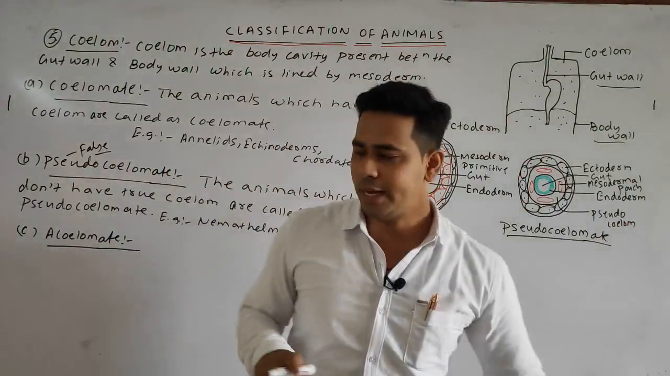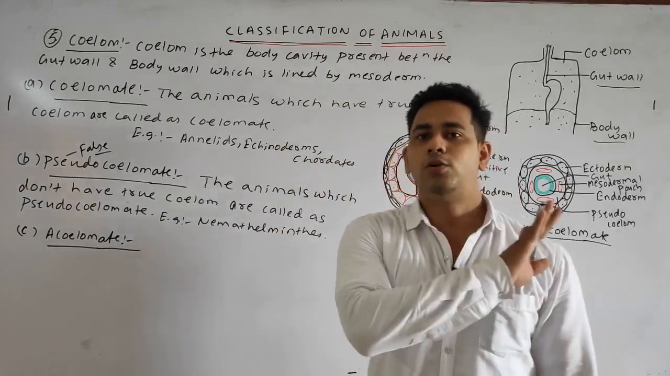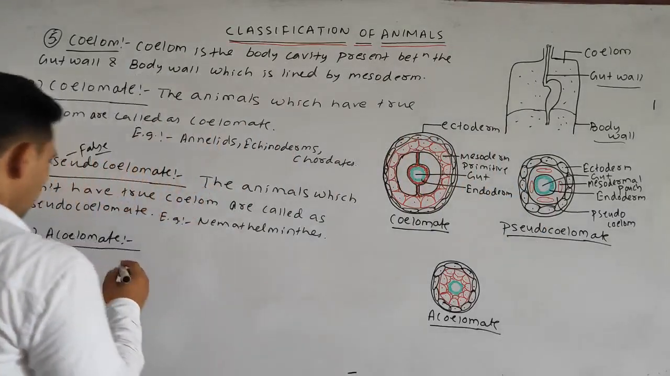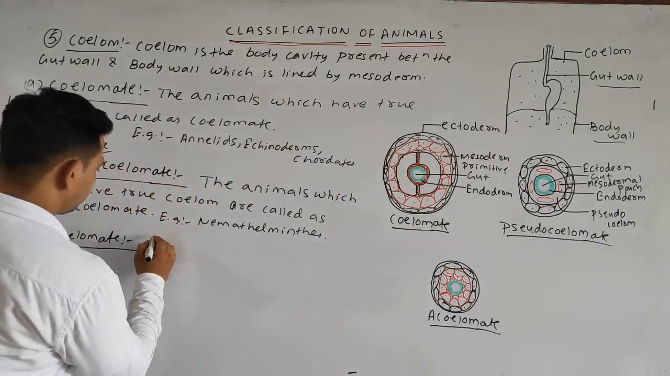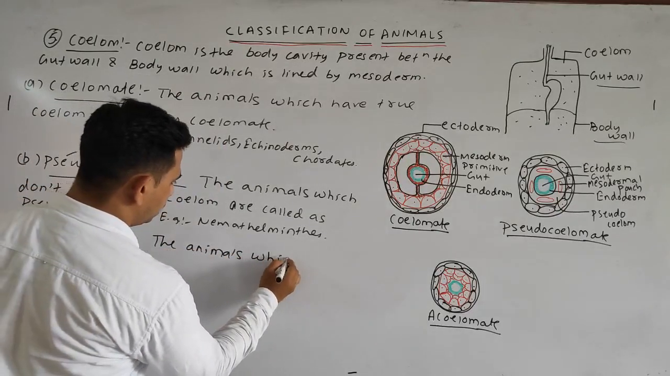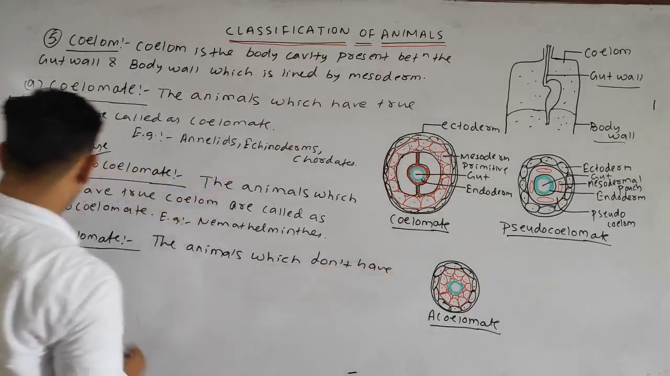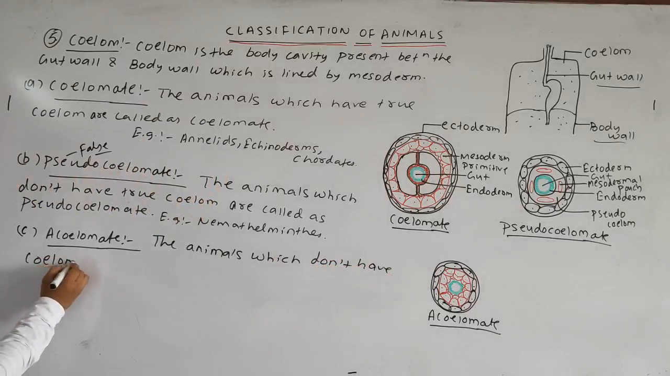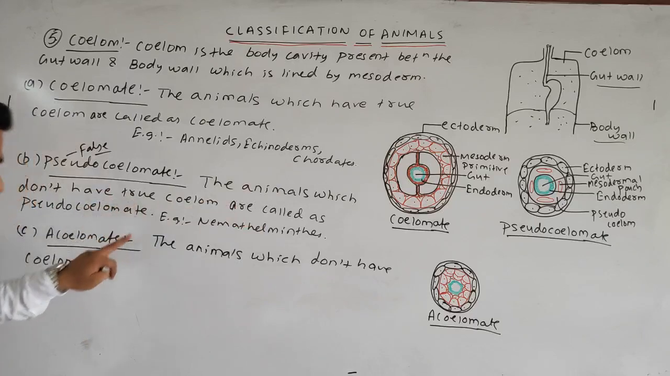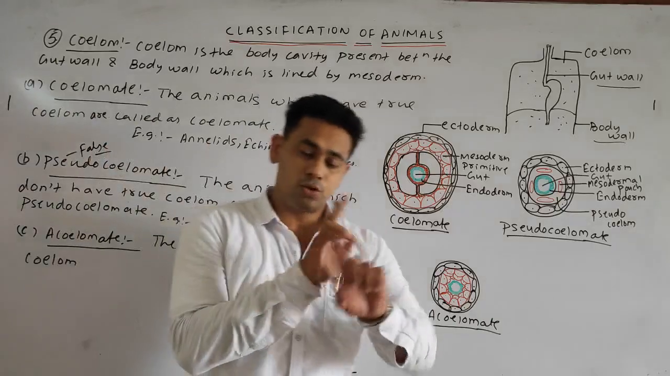Next, acoelomate. Students, when you apply the term a, it means it is completely absent. Acoelomate means coelom is completely absent. So the animals which don't have any coelom are called the acoelomate. Students, don't get confused. Here I have written the animals which don't have true coelom. Here I am writing the animals which don't have coelom. Okay, so these are two different things.